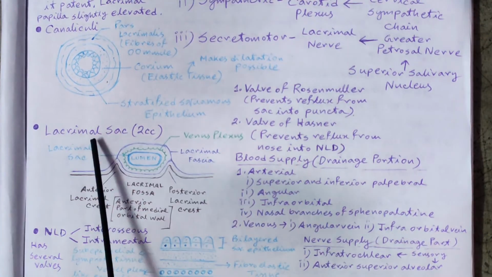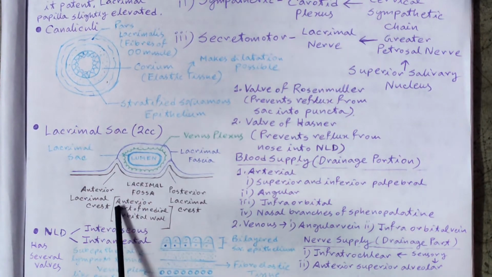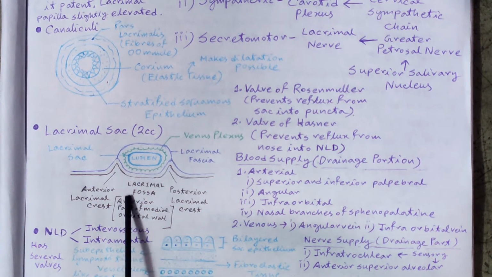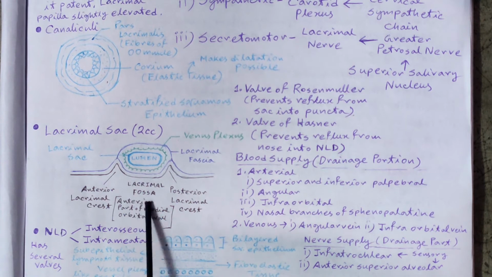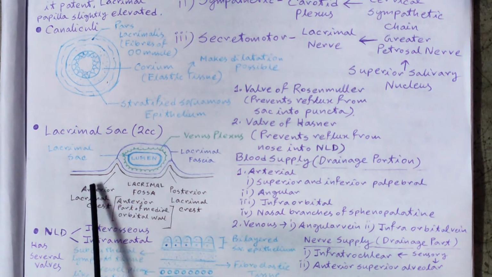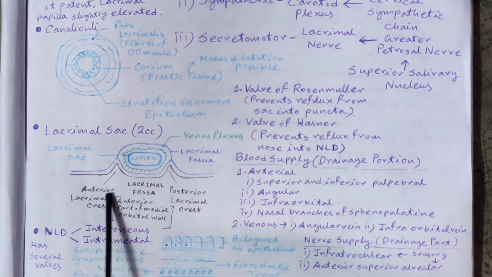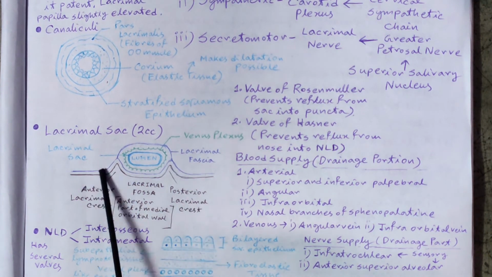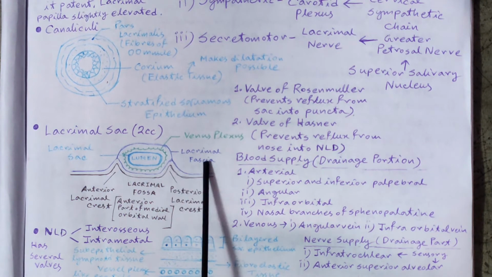The lacrimal sac is located on the anterior part of the medial orbital wall in a location called the lacrimal fossa. The lacrimal fossa is separated from the rest of the area by the anterior lacrimal crest and the posterior lacrimal crest, and it is covered by a membrane called the lacrimal fascia.